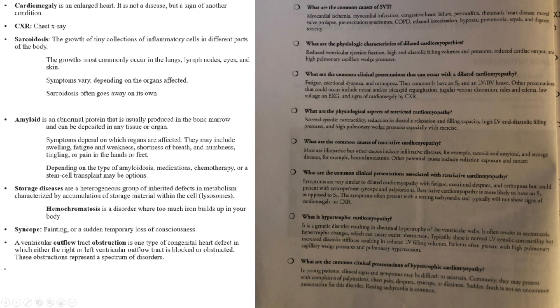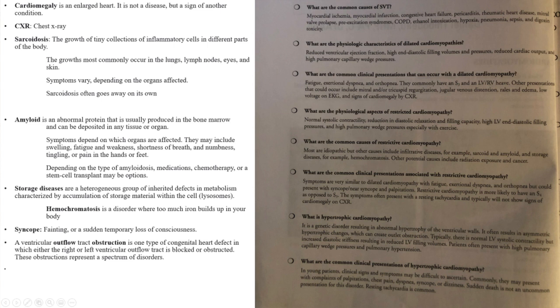Storage disease. Let's see. And storage diseases, for example, hemochromatosis. So storage disease is like an accumulation of storage material within a cell, such as hemochromatosis, which is when the body builds up too much iron. Okay. Other potential causes include radiation exposure and cancer. Okay.